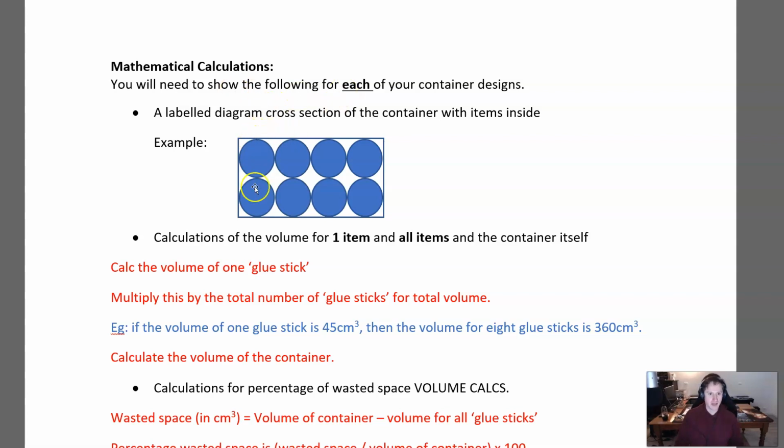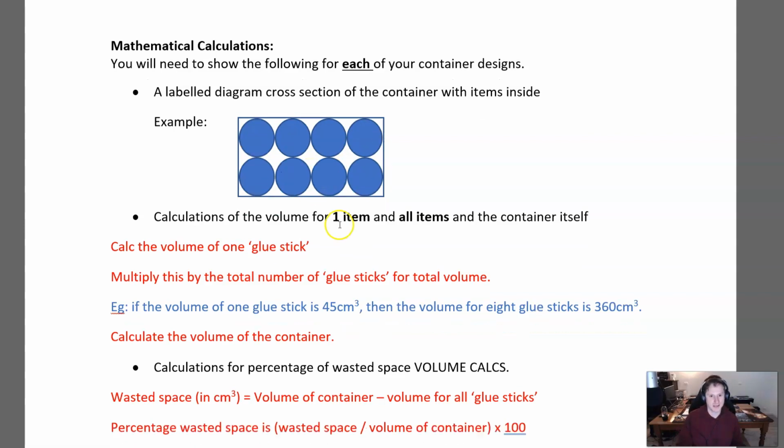So you need to have a labeled diagram cross-section of the container with the items inside. So think of this one here as like your shoebox, so your rectangular prism, and you're looking at a top-down view, okay? So these are the items inside. So think of those as maybe glue sticks, because that's what most of us are doing, and that's the top lid of the glue stick. So from this, whoever's looking at your work can see how the items are actually packaged inside your container.